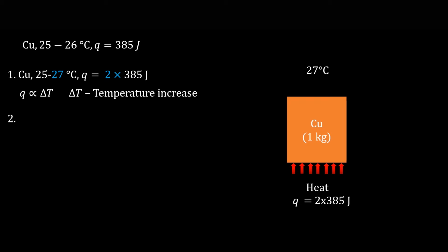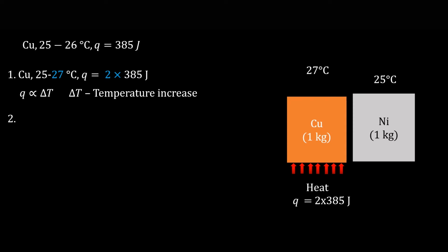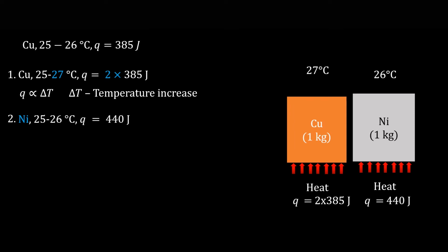Another change is the change in the material itself. Let's change it from copper to nickel. It takes a different amount of heat, 440 joules. Since the required Q changes with the material, we can say Q is proportional to a material constant, small c.